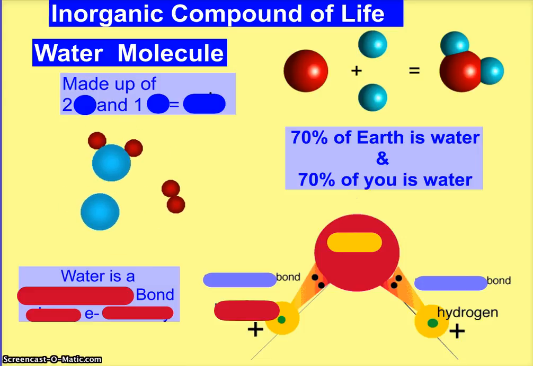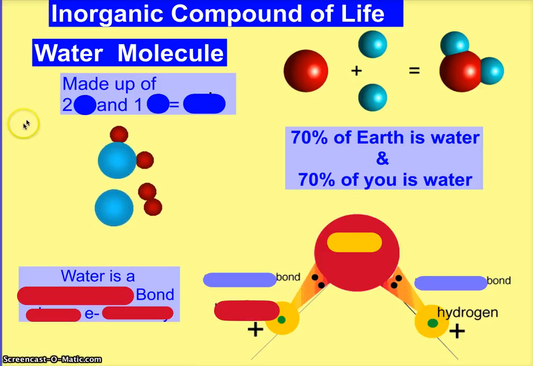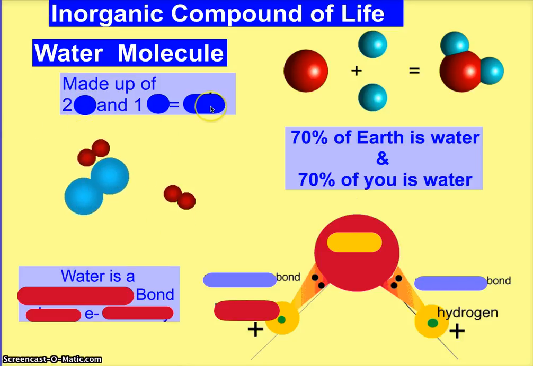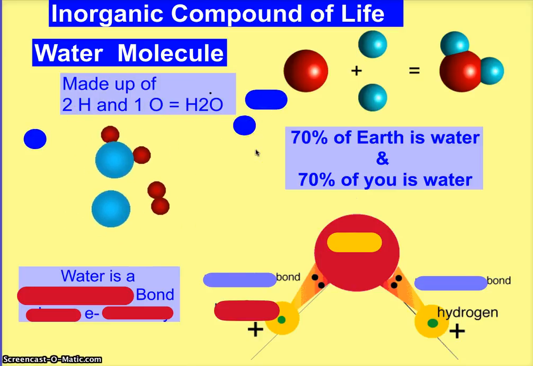the inorganic compounds of life and organic compounds of life. So who can tell me the chemical makeup or what elements make up water? Hydrogen and oxygen. How many? 2 hydrogens and 1 oxygen. Good. H2O.